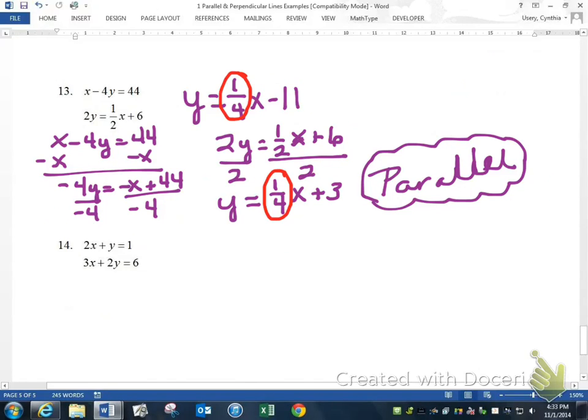Okay, on number 13, for my first equation, x minus 4y equals 44, when I solved it for y, I got y equals 1/4 x minus 11. The second one was a little trickier. You can look at my work and see what I did here, but I divided by 2 and 1/2 divided by 2. You could have done that in your calculator, or maybe you don't need one. You ended up with the same slope, 1/4 x plus 3, and so since their slopes were the same, the two lines are parallel.